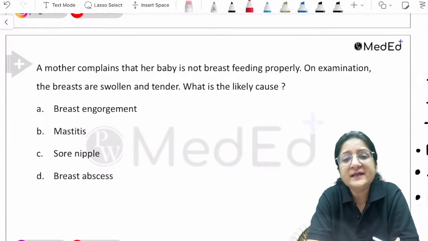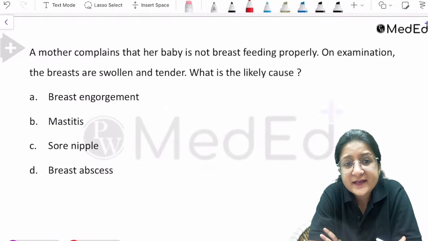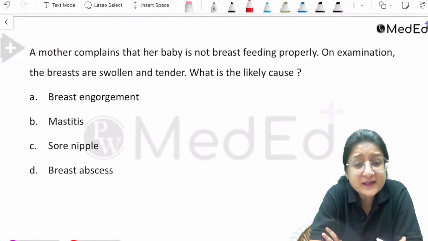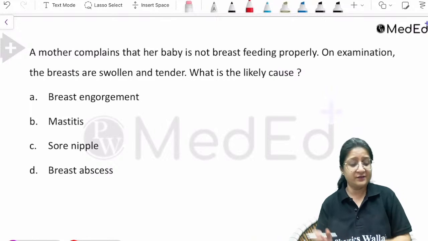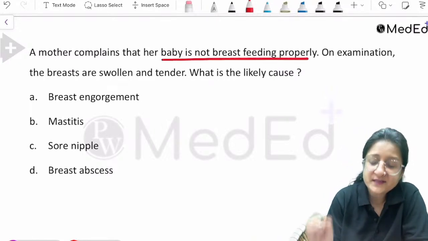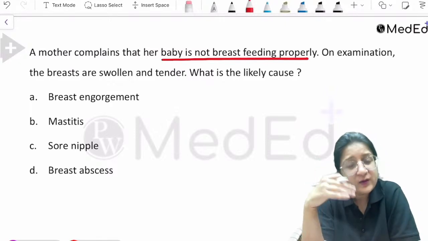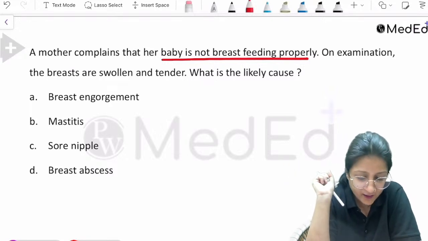A mother complains that her baby is not breastfeeding properly. On examination, the breasts are swollen and tender. What is the likely cause? Yes, mother complained. This is the only information that is given to you. This is an FMGE question. Mother complains that her baby is not breastfeeding properly. Look at the complaint of the woman. Okay, when you examine, breasts are swollen and tender. What is the likely cause?